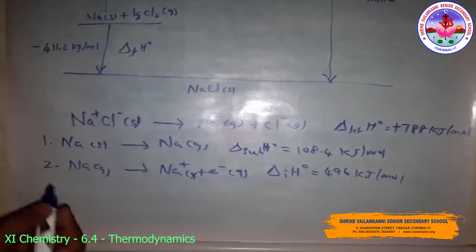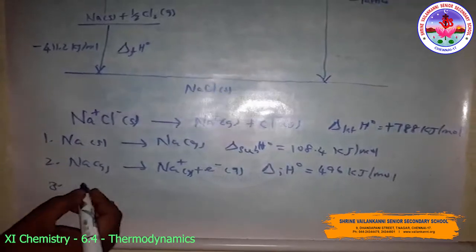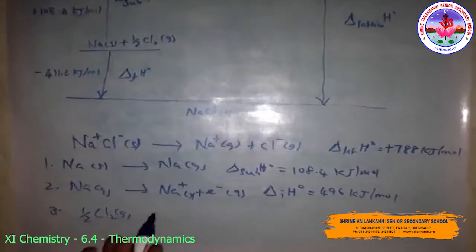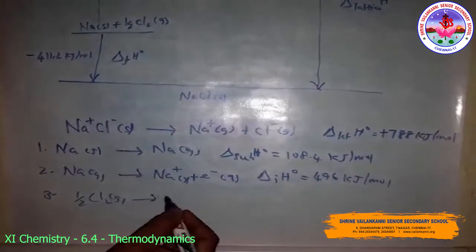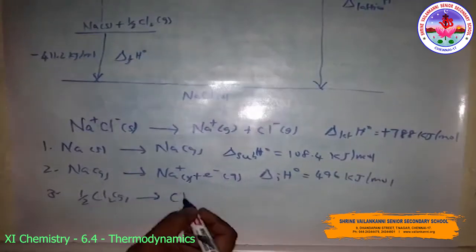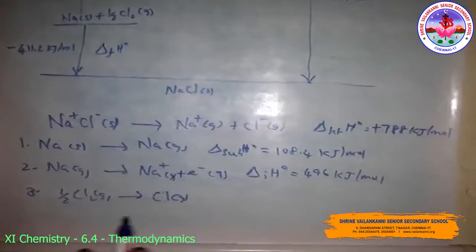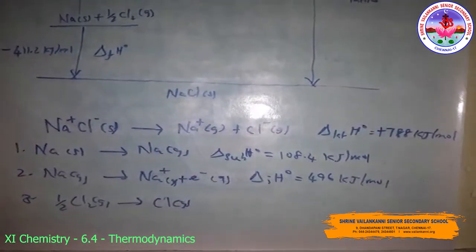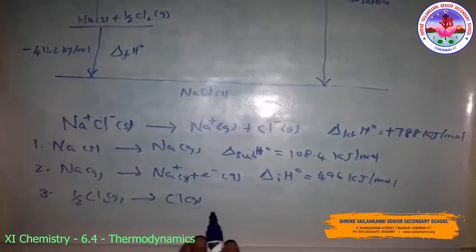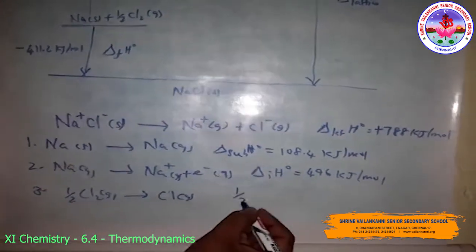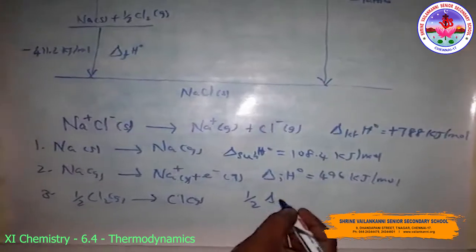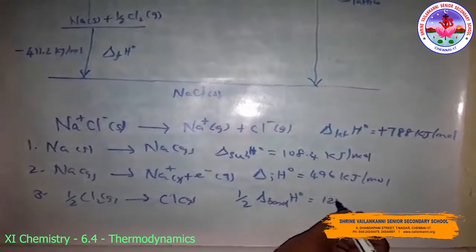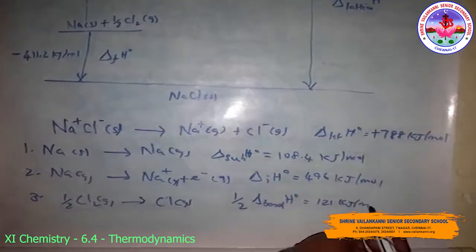Then chlorine: look at half a mole of chlorine, Cl2 gas, here. The half mole of chlorine gas dissociates to Cl gas. For the dissociation of chlorine, the reaction enthalpy is half the bond dissociation enthalpy. So half delta bond dissociation enthalpy is equal to 121 kilojoule per mole.